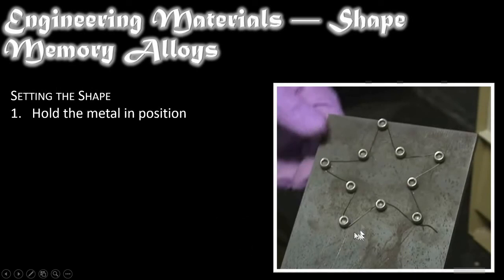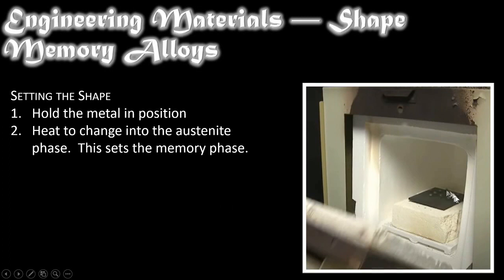If we're going to set a shape memory alloy, this wire right here is the shape memory alloy. We've got this wire on this piece of metal, and there's screws in there holding it into this shape. So we hold it in position, and then we heat it up. As we heat it up, it will shift into the austenite phase. This sets the memory of the shape of this wire.